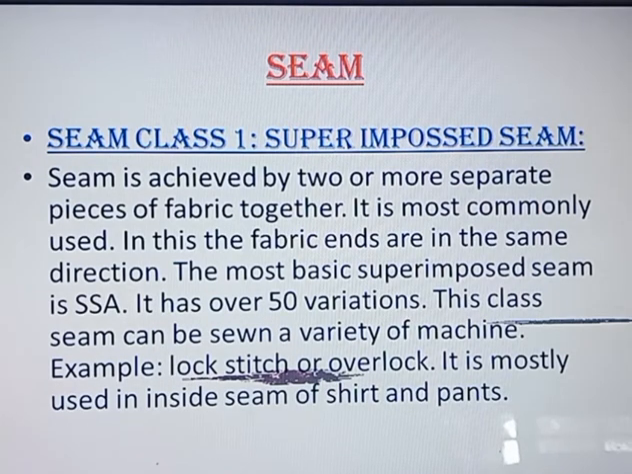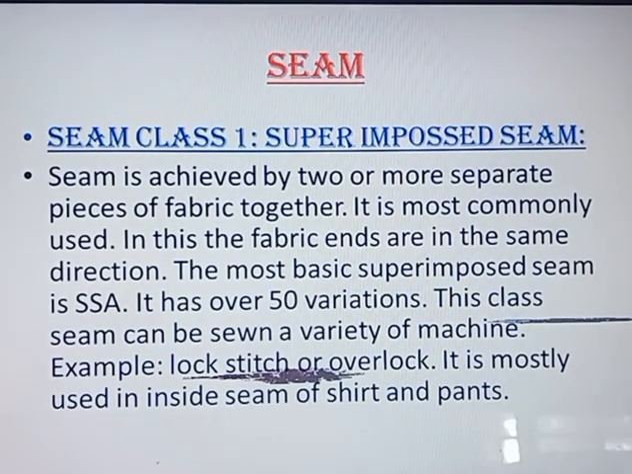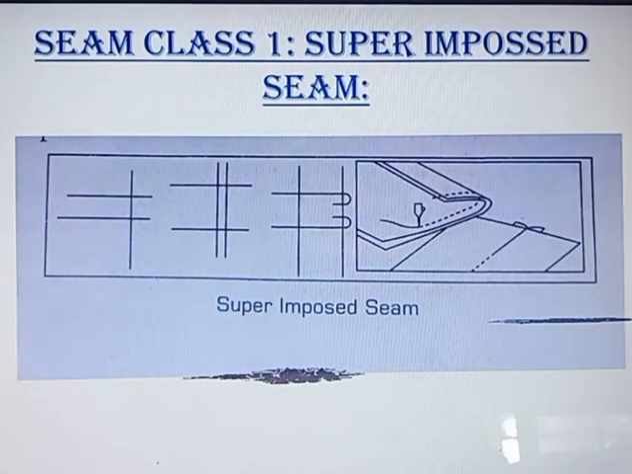First is the superimposed seam. A superimposed seam is achieved by combining two or more pieces of fabric together. It is most commonly used, and in this the fabric ends are in the same direction. There are more than 50 variations. The most common type of the superimposed seam is lock stitch or overlock. It is mostly used in the inside seam of shirts and pants. We can see the figure here in this diagram.